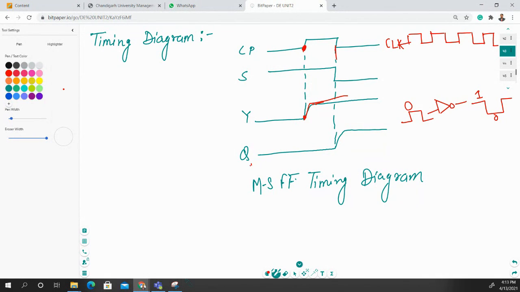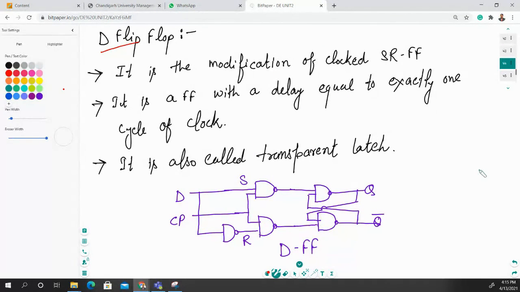When this clock pulse signal is low, it will change the output to this high state. Initially your output is at low, and when your clock pulse arrives at this particular point, it changes its output. It is a modification of the clock type of SR flip flop. How can you make some modification in the clock SR type of flip flop? You can see right here we are using the AND gate, and right here we are using the NOR gate.